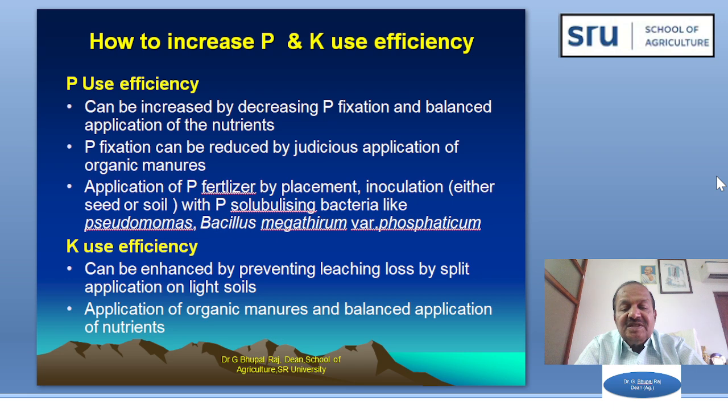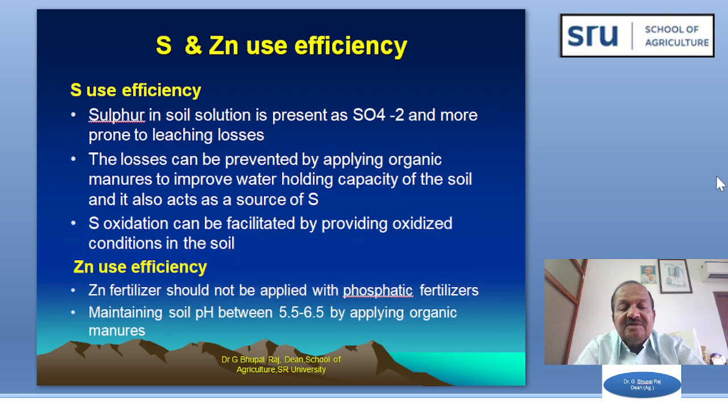Then coming to potash use efficiency, it also can be enhanced by preventing leaching loss by split application in the light soils. Application of organic manures and balanced application of the nutrients is important in increasing the K use efficiency. Similarly, for sulfur use efficiency, sulfur in soil solution is present as sulfate ions and is more prone to leaching losses. So the losses can be prevented by applying organic manures to improve the water holding capacity of the soil, and it also acts as a source of sulfur. Sulfur oxidation can be facilitated by providing oxidizing conditions in the soil.